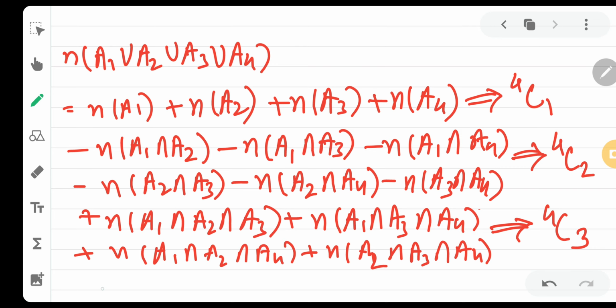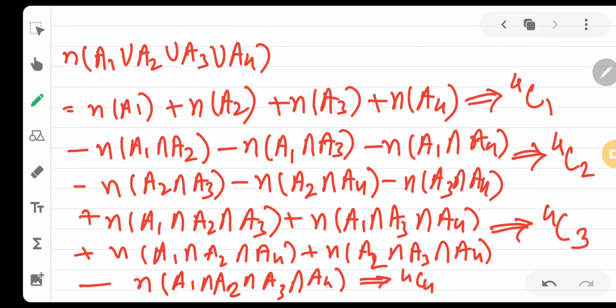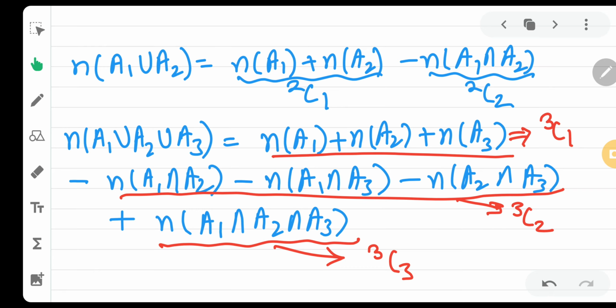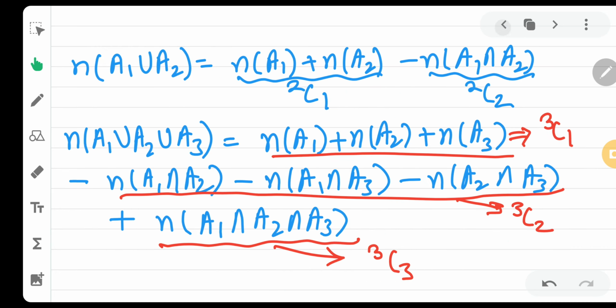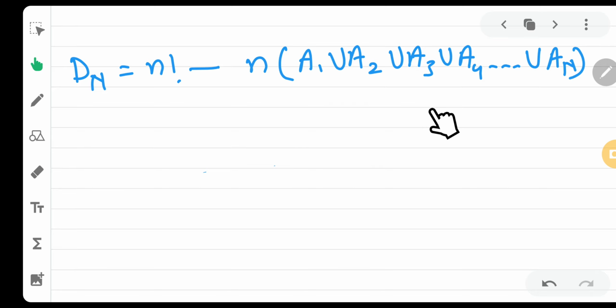Now I will take all 4 in intersection. So that will be minus number of A1 intersection A2 intersection A3 intersection A4. So there are only 4C4 possibilities, right? 4C4 means 1. And see, I have written only one possibility. So I have given you a pattern rather than the inclusion and exclusion principle in this video, because these two you already know: A1 union A2, A1 union A2 union A3, and A1 union A2 union A3 union A4. So there are a total of 15 terms: 4C1, 4C2, 4C3, 4C4.